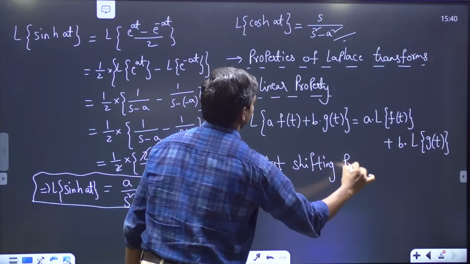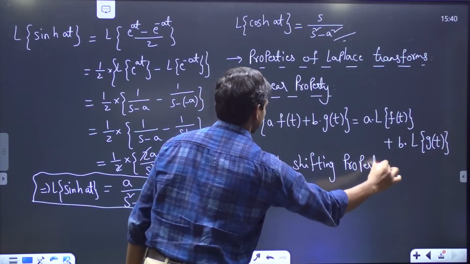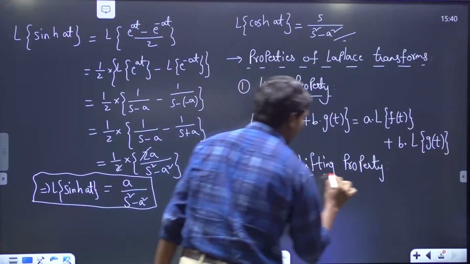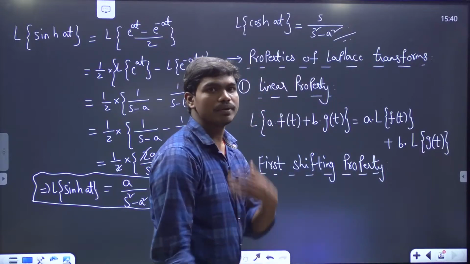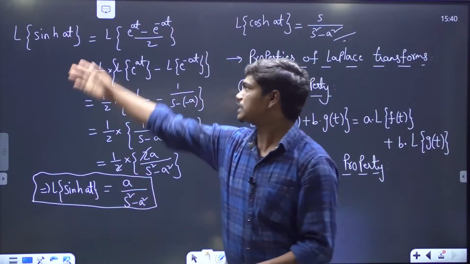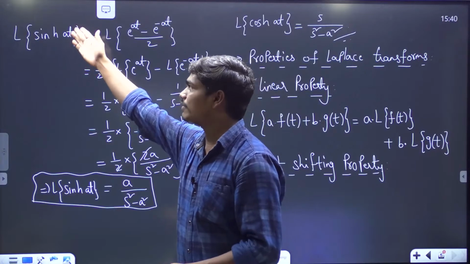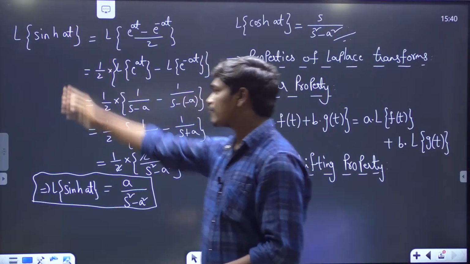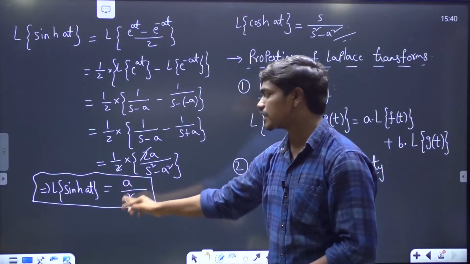First shifting property. And what does this first shifting property tell us? Generally, when you calculate the Laplace transform of any function in the time domain, we get the answer in the s domain, correct? For example, this is a time domain, meaning we have the independent variable as t, and the final answer that you get is in terms of s.